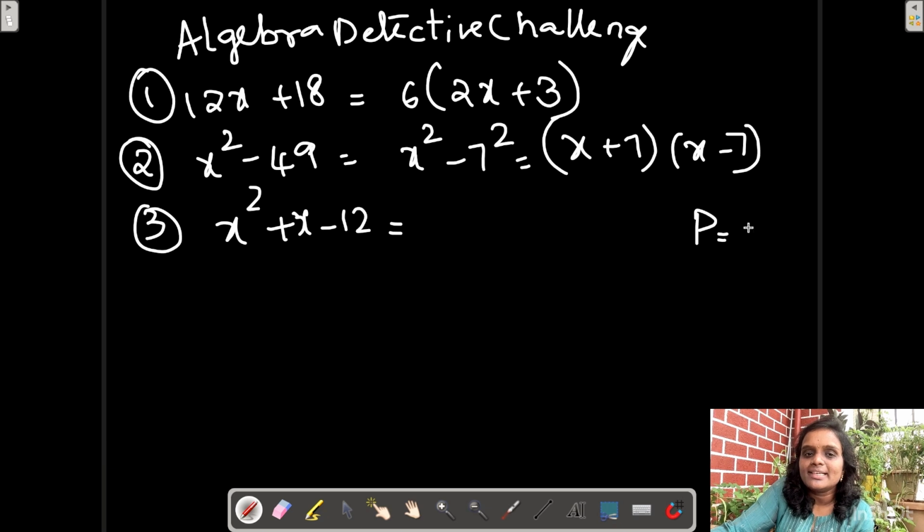So what is the product here? Minus 12. What is the sum here? 1. What are the factors? You get 4 and minus 3. Because 4 into minus 3 is minus 12. 4 minus 3 is 1.